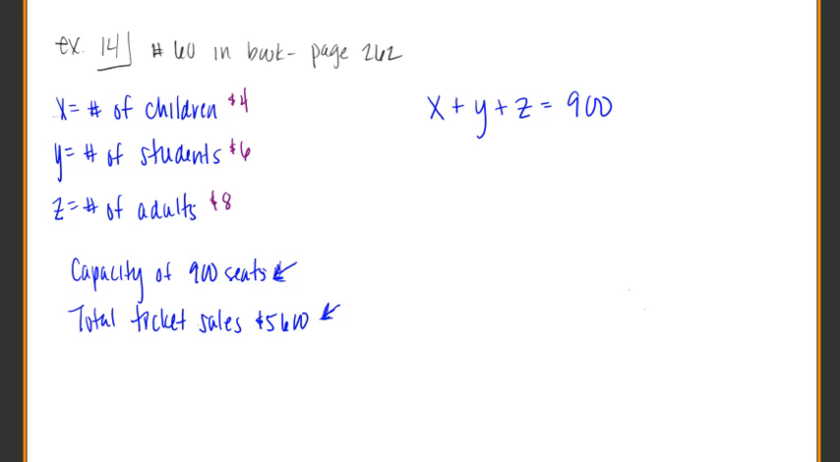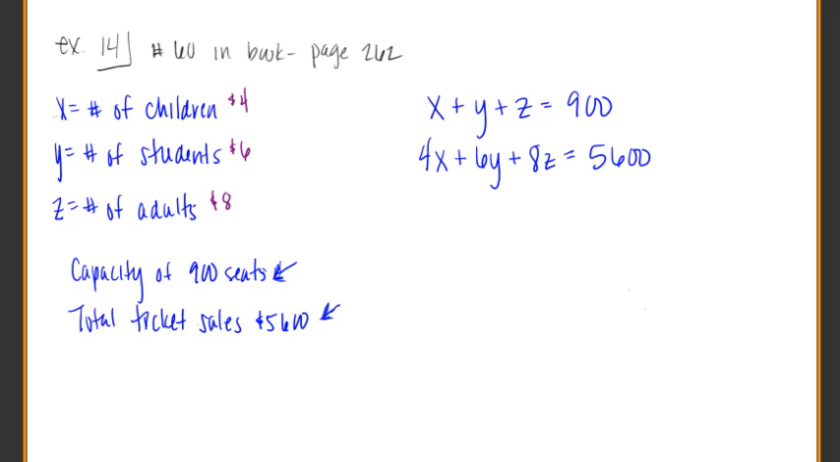Now let's go dollar amount. We have $4 per child ticket, and per means multiply again, $6 per student ticket, and $8 per adult ticket. So dollar amount, dollar amount, dollar amount. The only dollar amount I have here is the total ticket sales, $5,600. All right, so there's 2 equations. We've got to have a third one. What is our third one?